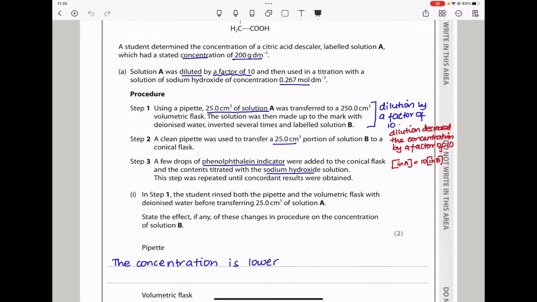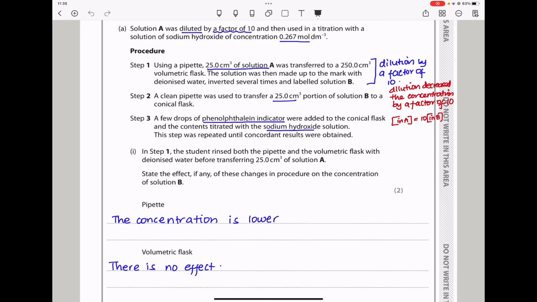So we need to know that dilution decreased the concentration by a factor of 10, so the concentration of A is equal to 10 times the concentration of B. So in step 3, a few drops of phenolphthalein indicator were added to the conical flask, and the contents titrated with sodium hydroxide. This step was repeated until concordant results were obtained.